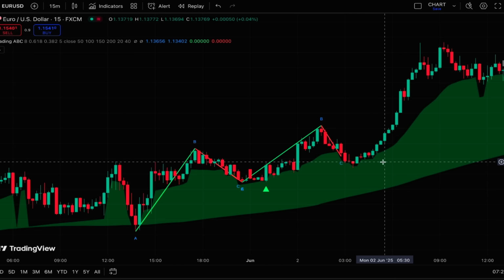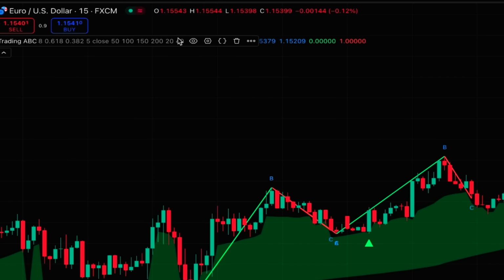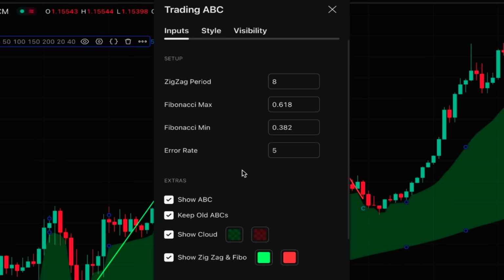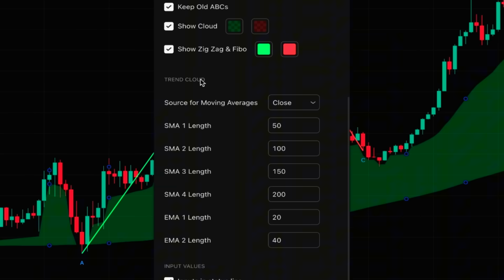This cloud helps us with direction of the trend. It is built based on a collection of moving averages. If we go to the settings of the indicator, here in the inputs tab, if we scroll down, here for trend cloud, we have these moving averages, simple moving average and exponential moving average. With these settings, together they created this cloud.